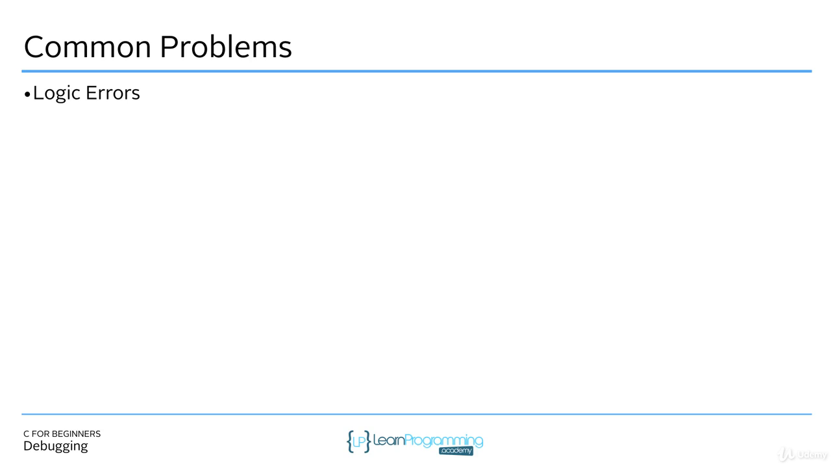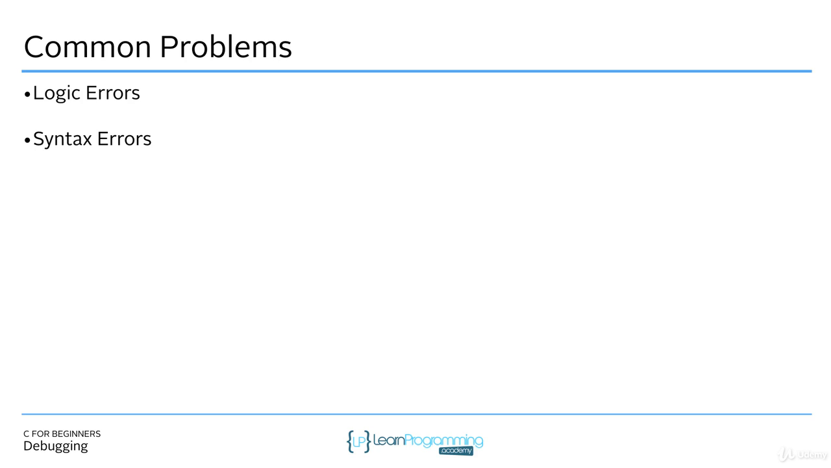Common problems, and we're going to talk more about specific problems related to C, but common problems when you're trying to debug are logic errors. Logic errors are kind of the opposite of syntax errors. Your code actually compiles, it works, but it doesn't do what it's intended to do. So there's some kind of logic or intended functionality that's incorrect. Maybe you have an if statement and you're jumping into that if statement on the wrong condition.